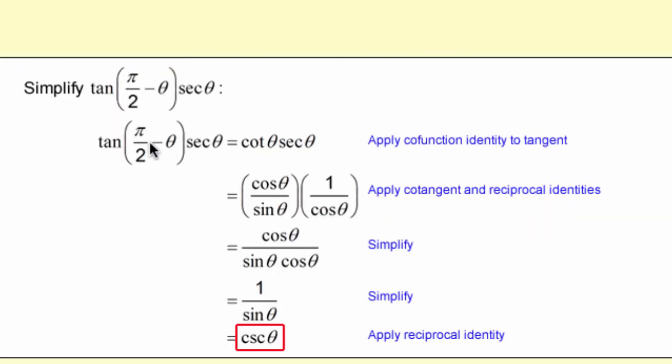You can also simplify expressions. Here's tangent of pi over 2 minus theta times secant of theta. So tangent of pi over 2 minus theta, there's an identity that says that's the same as cotangent. So then you're just simplifying cotangent theta times secant of theta, change it to sines and cosines, and then you can just simplify it out and you get 1 over sine theta, which is cosecant theta.